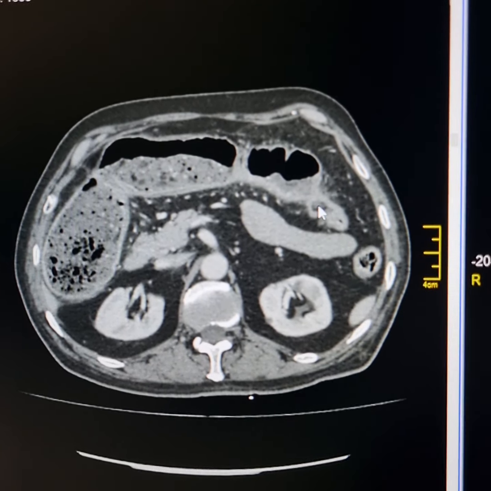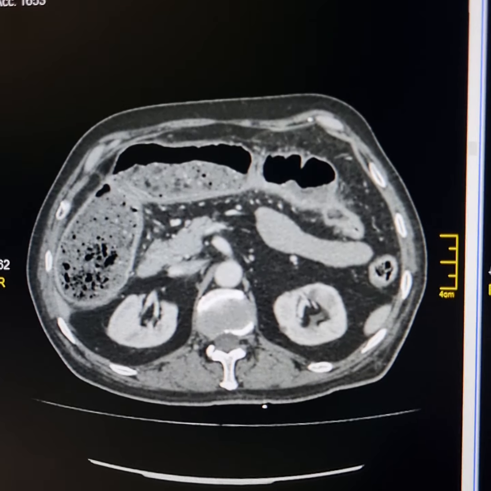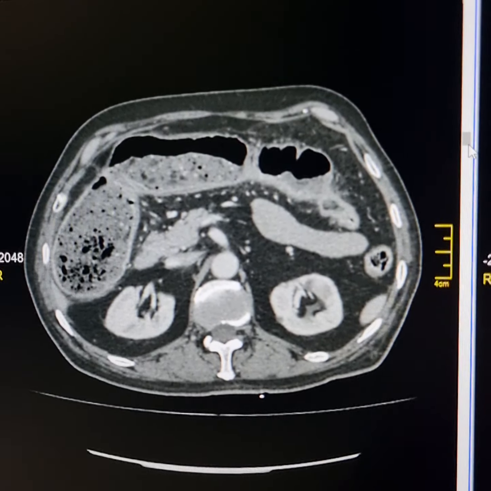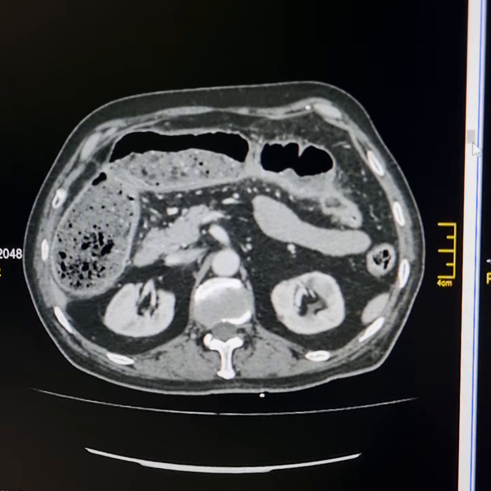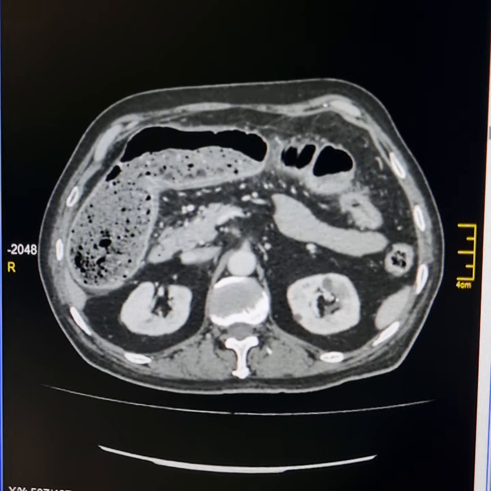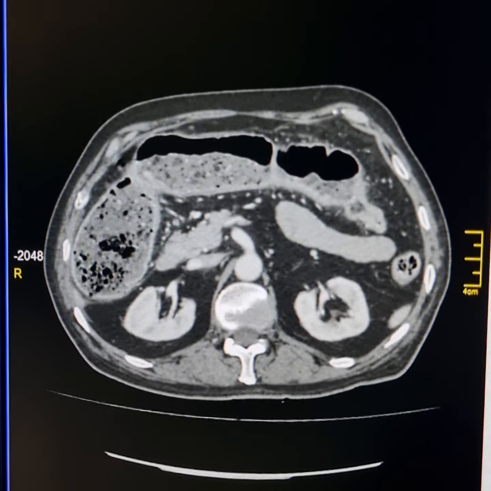This is the growth here at this level. Although the growth is small, since it is constrictive and it has resulted in narrowing of the transverse colon, there is significant colonic obstruction.